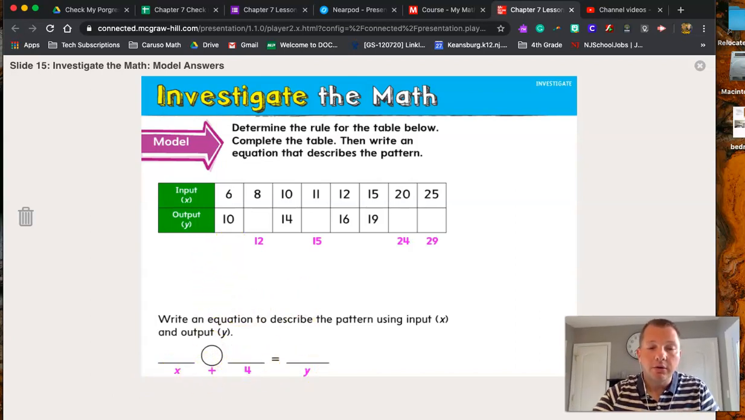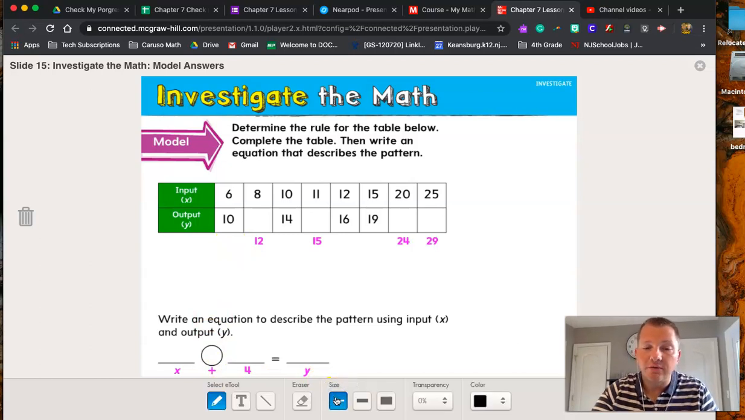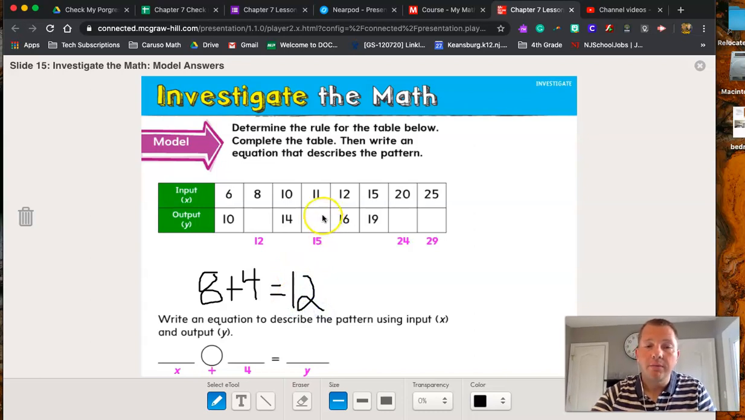And if we keep on going through and using that equation to fill out this chart, if we do 8, because 8 is x, plus 4 is our known, equals, and then we have to figure out what y is, right? Y is right over here. We know that 8 plus 4 is 12. And if we keep on going across, 11 plus 4 is 15. 20 plus 4 is 24. 25 plus 4 is 29.